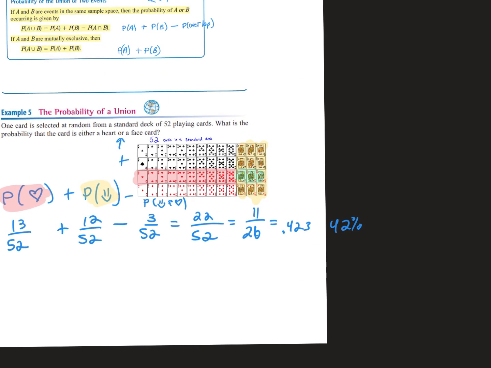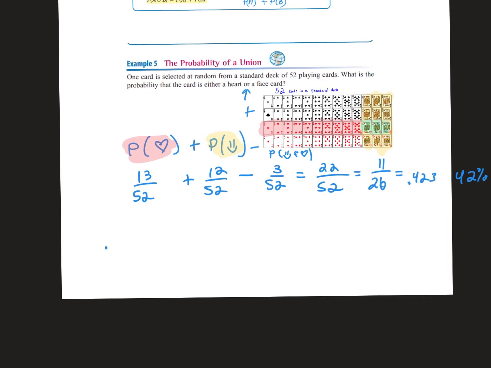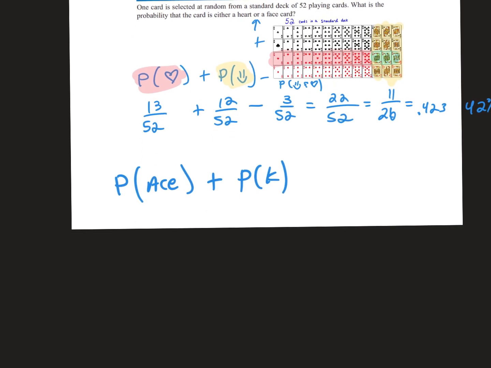What about if I said, let's just do another one. Let's do the probability of an ace or the probability of a king. Is this an overlapping event or mutually exclusive? Why is it exclusive? There's no aces that are kings. Ask yourself that question when you read it. When you say it out loud, you're like, oh, that doesn't make sense.